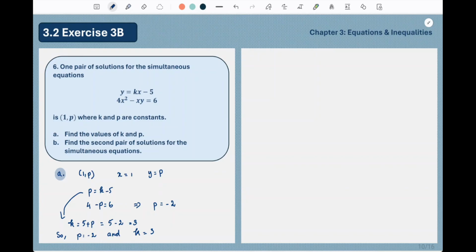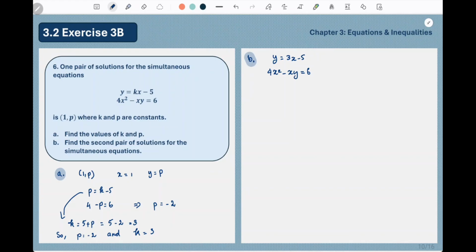So now that's been done, I can proceed as normal to find the other pair. I'm going to substitute the values of minus 2 and 3 into my simultaneous equations so I can have a normal one with known values. So y is going to become 3x minus 5. And the second one is going to become 4x squared minus xy equals 6.